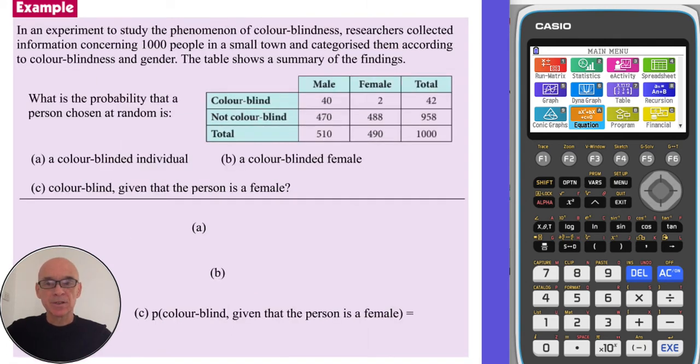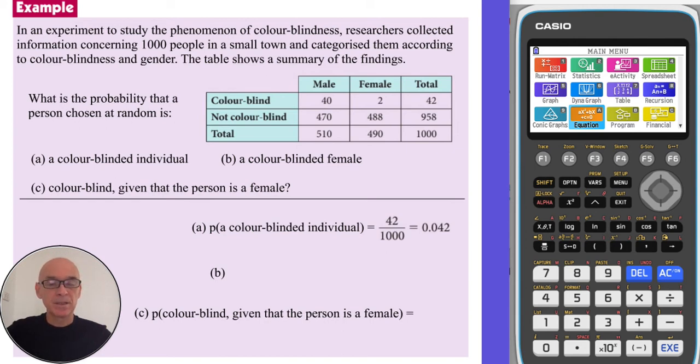In this question, the table shows the results of an experiment into the study into the phenomenon of colour blindness. Again, the totals are already given, so we can go straight ahead and calculate the probabilities. There are 42 colour blind individuals, and there are 1,000 people surveyed, so the probability is 42 over 1,000, 0.042.